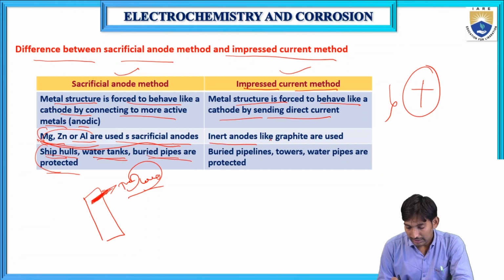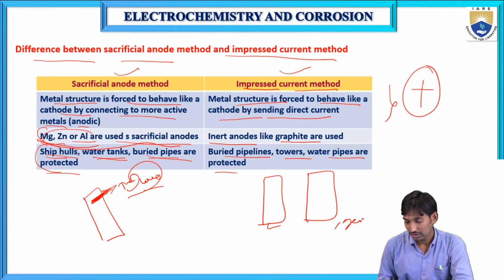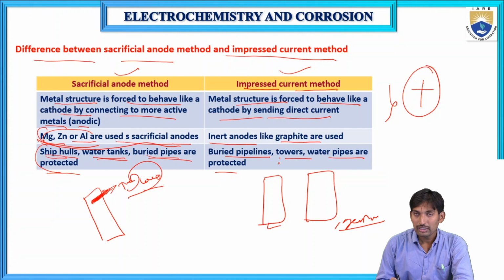But in the impressed current method, inert anodes like graphite are used. Buried pipelines, towers, water pipes are protected. In the impressed current method, our base metal is connected to the neutral electrode, that is graphite. Then we have to supply external power, only then it will work. This acts as anode and our base metal acts as cathode. By using the impressed current method, buried pipelines, towers and water pipes are protected.